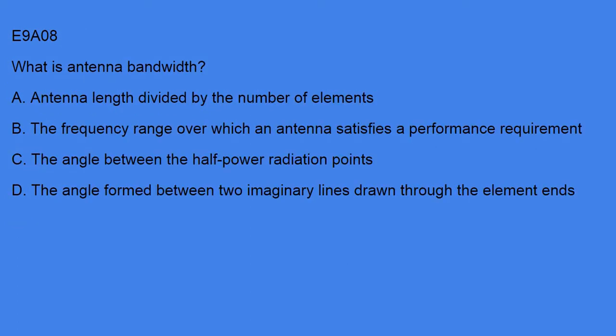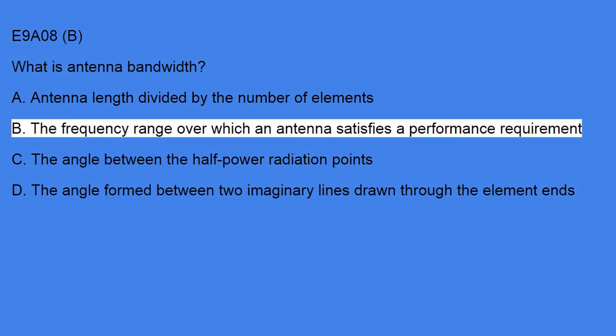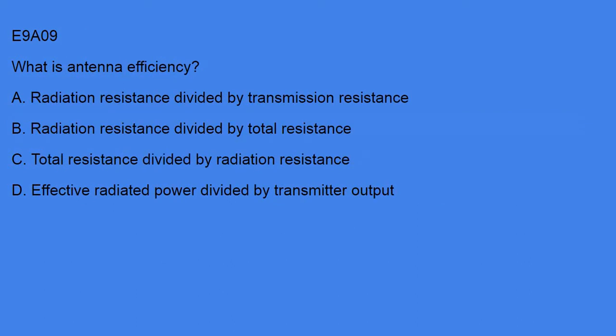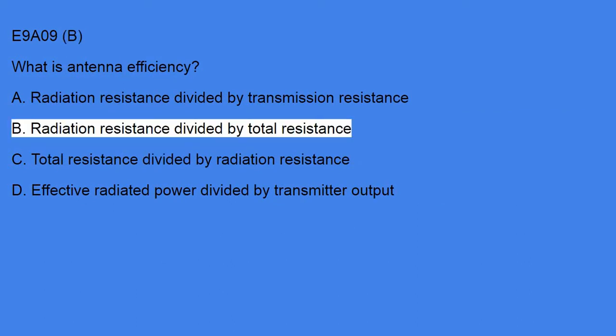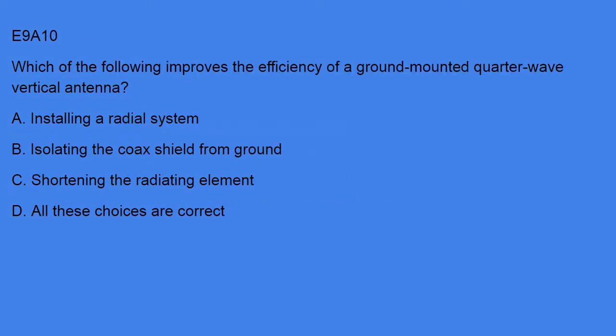E9A08, what is antenna bandwidth? That is the frequency range over which an antenna satisfies a performance requirement. E9A09, what is antenna efficiency? That is radiation resistance divided by total resistance.